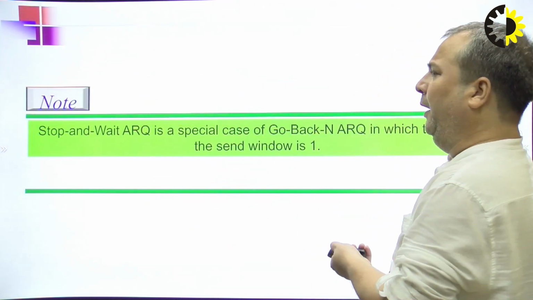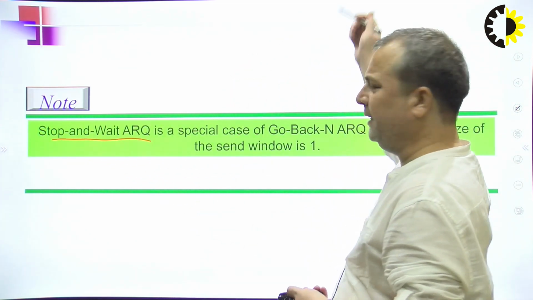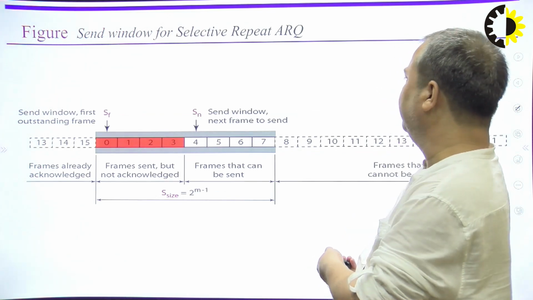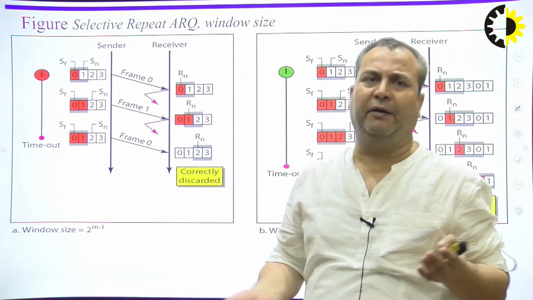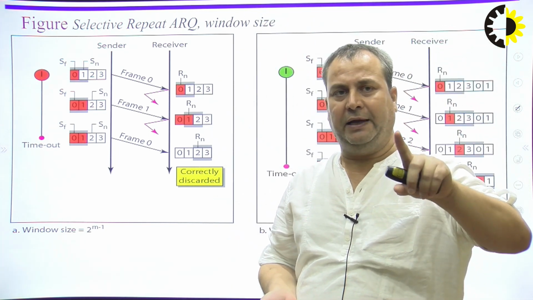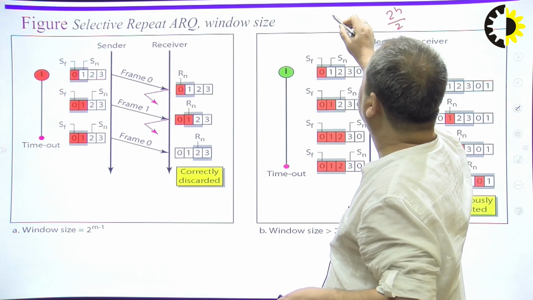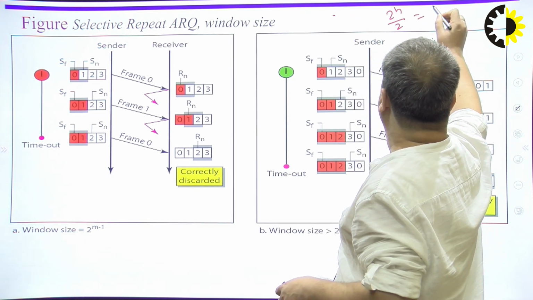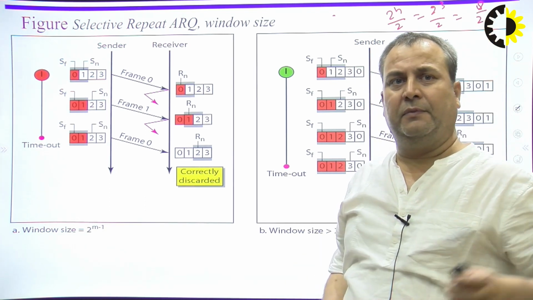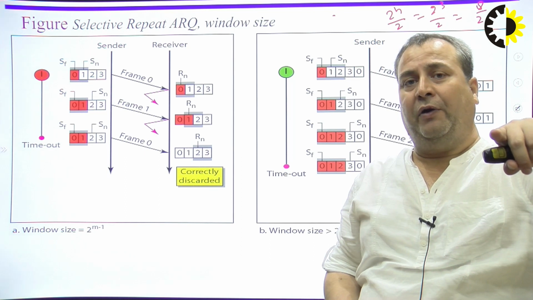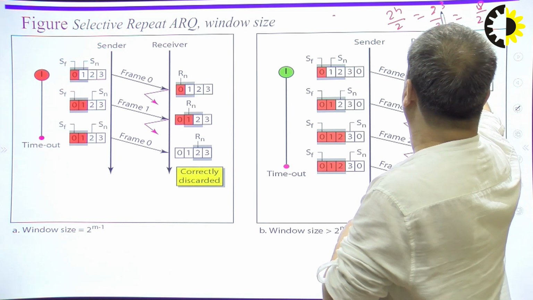And basically, stop and wait ARQ is a special case of go back ARQ. So this is all about go back ARQ. Now selective repeat is also a sliding window protocol. The difference is window size. In selective repeat, window size is 2 to the power n by 2. Like, if n is 3, then 2 to the power 3 divided by 2 means 8 by 2, just half. In go back ARQ it is just less 1, 2 to the power n minus 1, but here window size is 2 to the power n by 2.